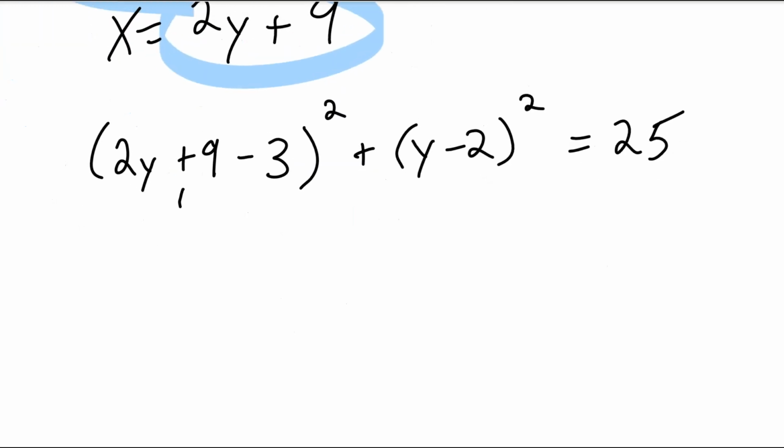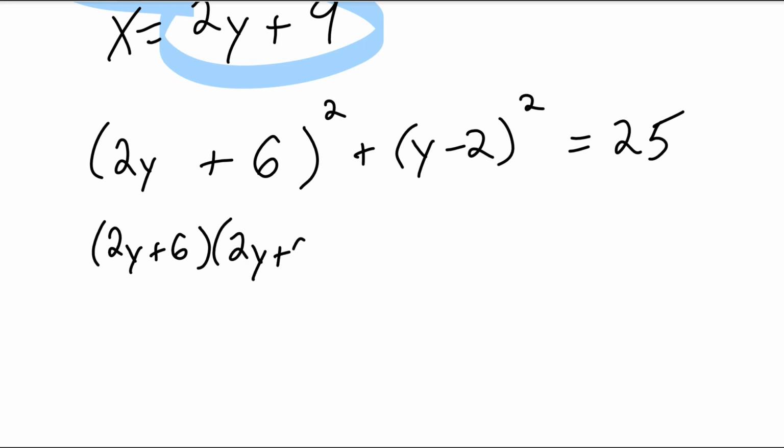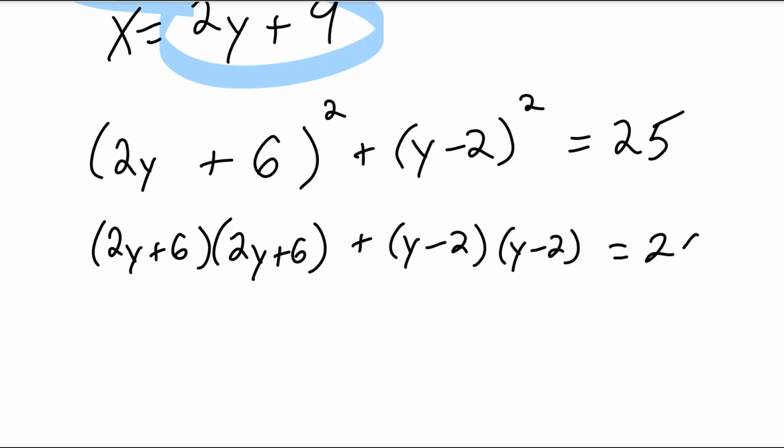First thing I notice is that 9 minus 3 is positive 6. So I could just rewrite that as 2y plus 6. And now I'm going to double distribute. A binomial squared means write it twice and distribute and combine like terms. So this one's going to be a little bit more algebra because there are 2 binomials to distribute.